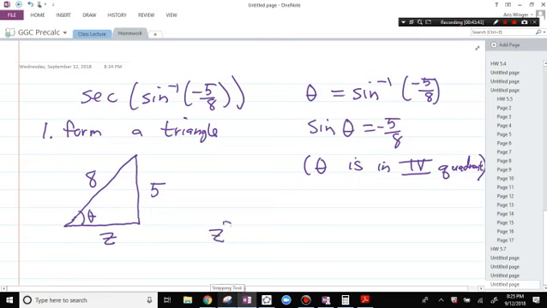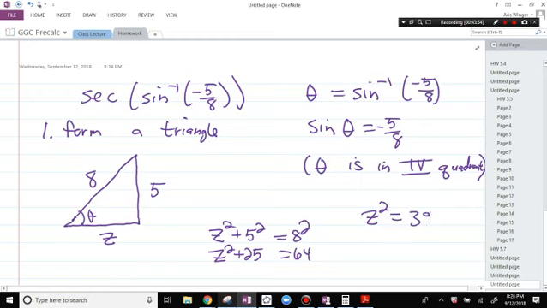Z squared plus 5 squared equals 8 squared. Z squared plus 25 equals 64. Z squared equals 64 minus 25, 39. Z is equal to plus or minus the square root of 39, and it's the side of a triangle, so it's the positive. Anything about that? That gets you all the signs. I need the secant. The secant is 1 over the cosine, so take the cosine and just flip it.